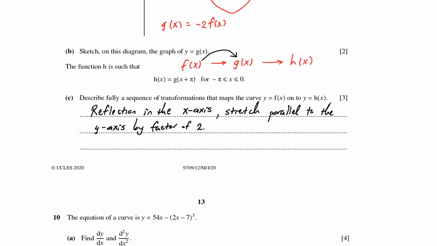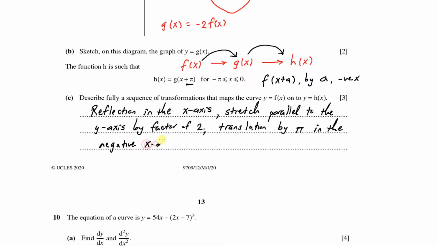And then here, from g of x to h of x, we hear that h of x is g of x plus pi. Now the plus pi here is a constant inside the bracket. So we know that f of x plus a represents a translation parallel to the x-axis by a units in the negative x direction. So we can say that is a translation by pi units in the negative x direction. So these here are the 3 transformations for 3 marks, and that's the answer.